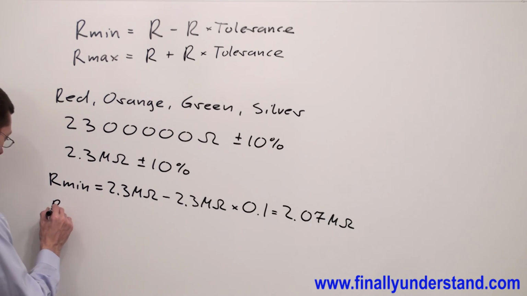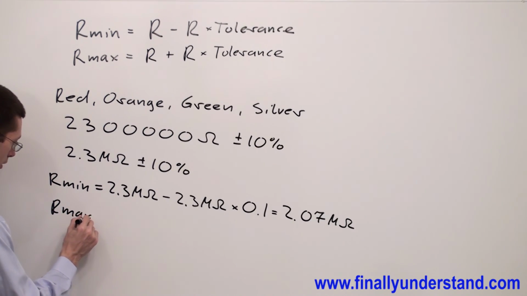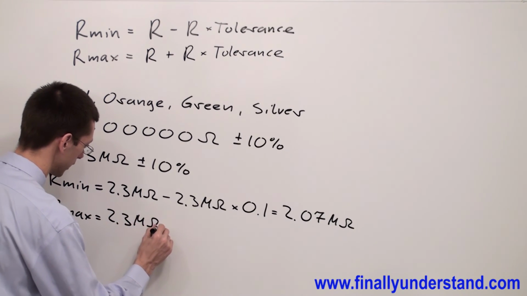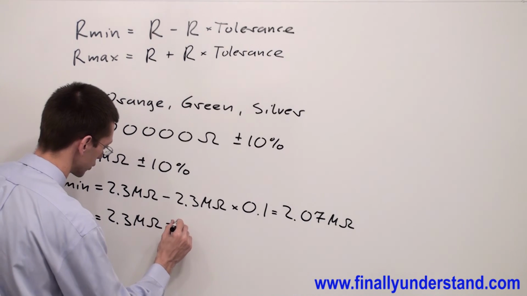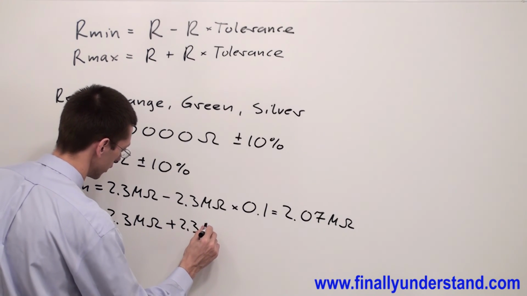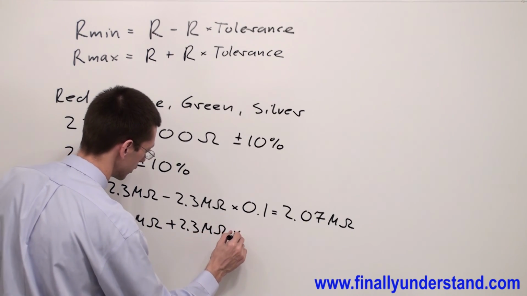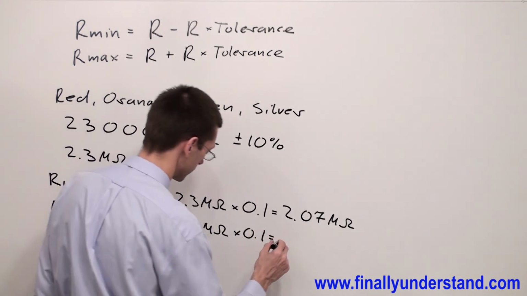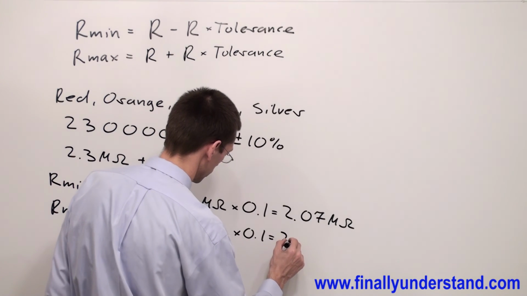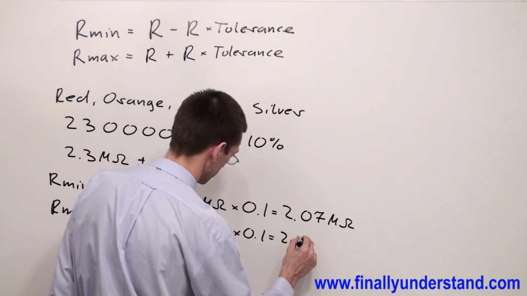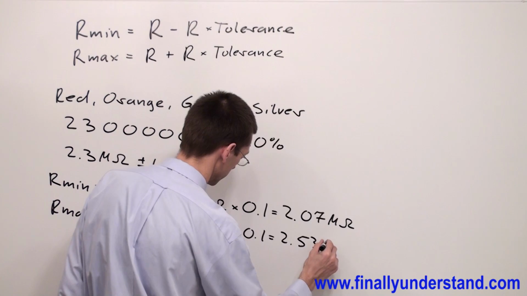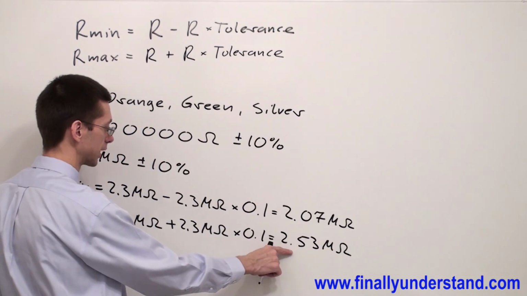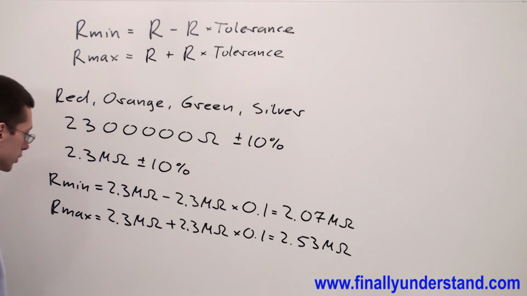R max is equal 2.3 mega ohms plus 2.3 mega ohms times the tolerance 0.1 is equal 2.53 mega ohms. This is the possible maximum value of my resistance.